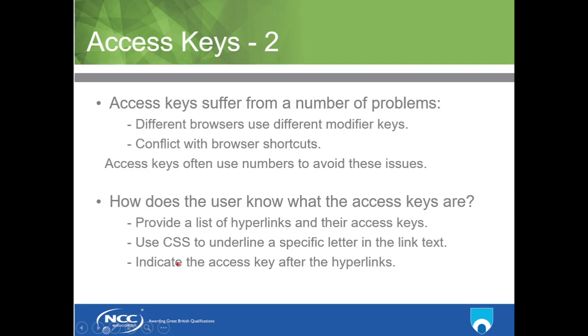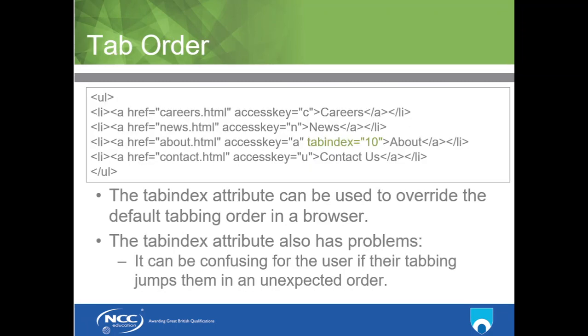Then the other one is you can indicate the access key after the hyperlink. So after the content of the hyperlink, you specify the access key, maybe in brackets. Maybe put it in brackets A. So a person will know if I do Alt A, then it's going to click on this hyperlink. So those are the strategies of overcoming that challenge: how does the user know what the access key is? Okay.